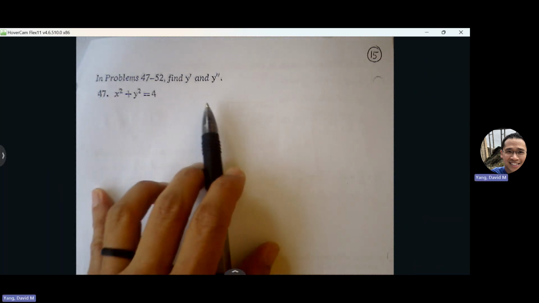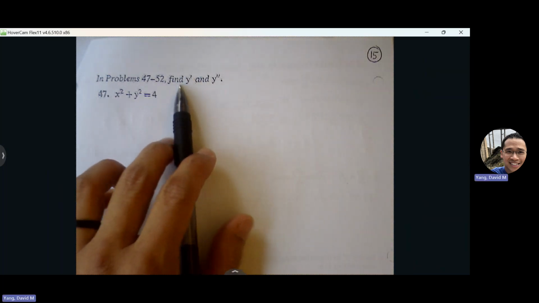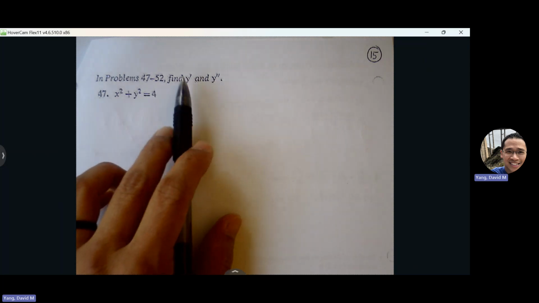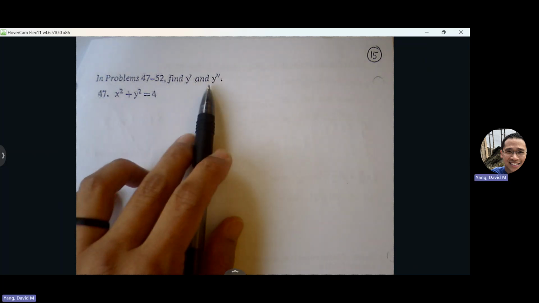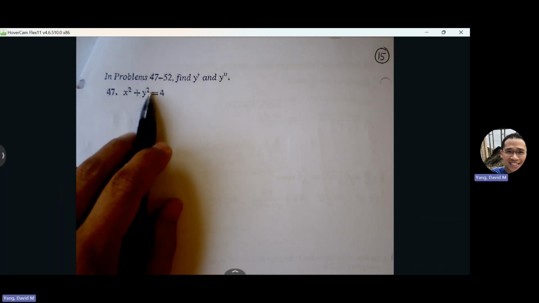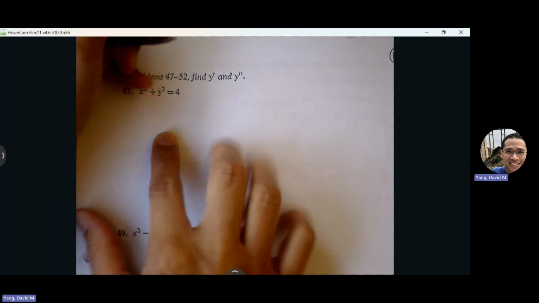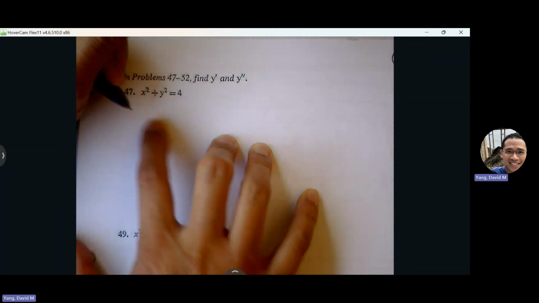Okay. So page 15, number 47 says find y prime and y double prime. Let's just focus on finding y prime first, or dy dx, and then we'll talk about that second derivative. Okay, so again, we know there's implicit involved because there's something off about the y. There's something additional with the y here. So let's find dy dx first.